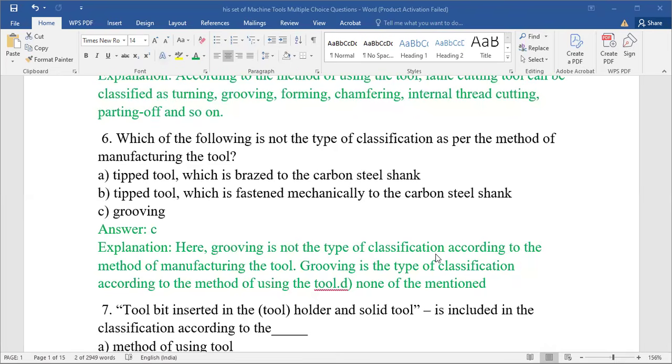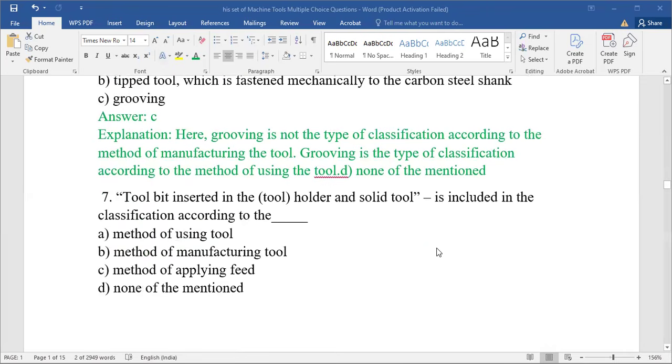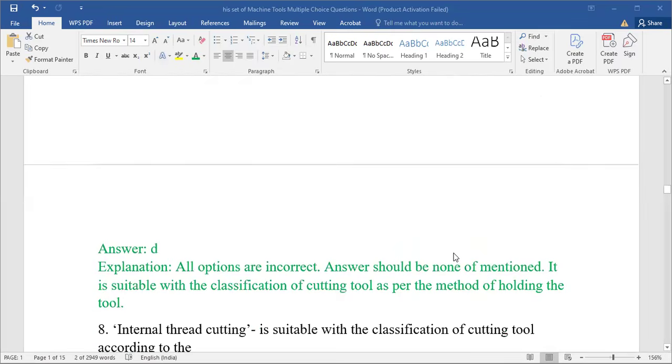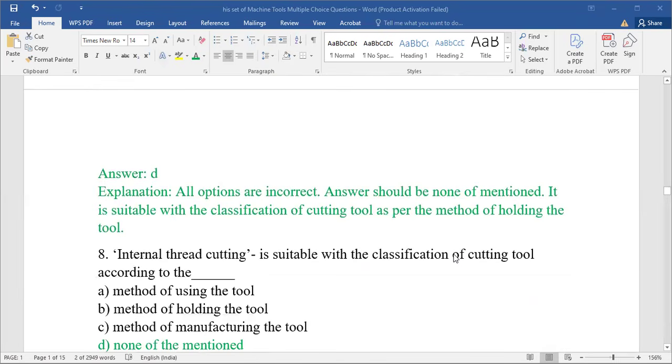Grooving is the type of classification according to the method of using the tool. The tool holder and solid tool are included in the classification according to the method of manufacturing tool. Options: method of using tool, method of manufacturing tool, method of applying feed, none of mentioned. The answer is D, none of mentioned.